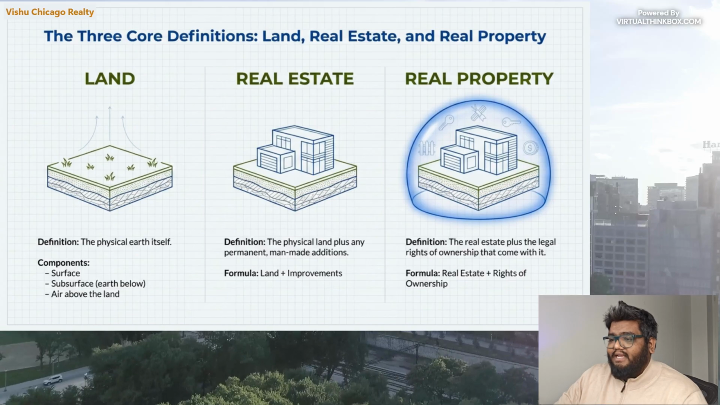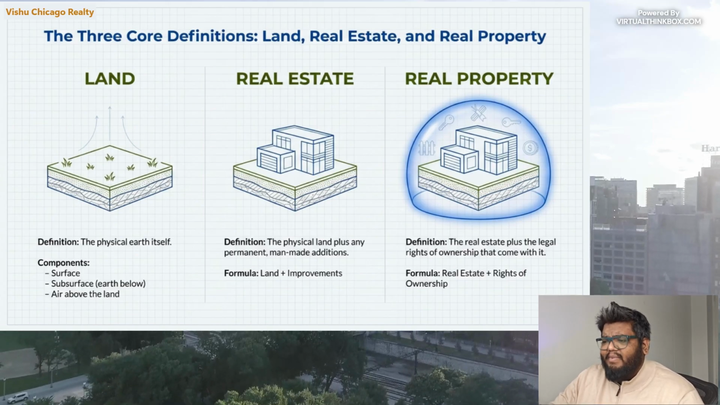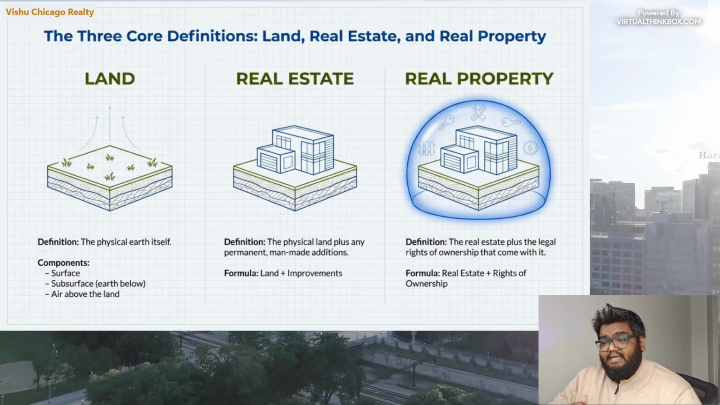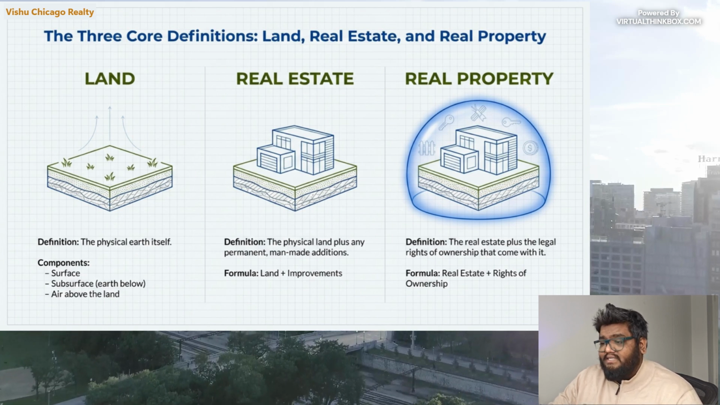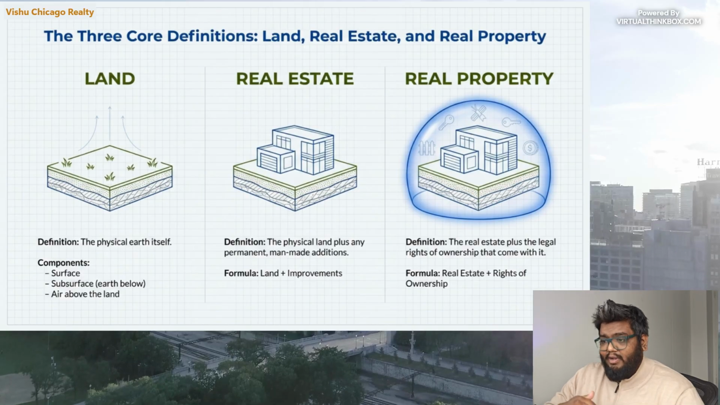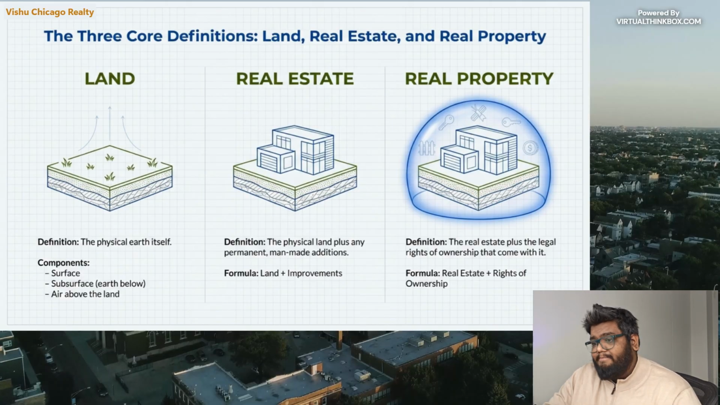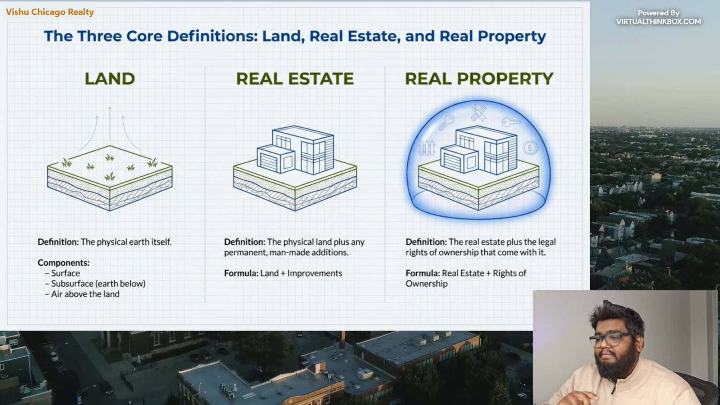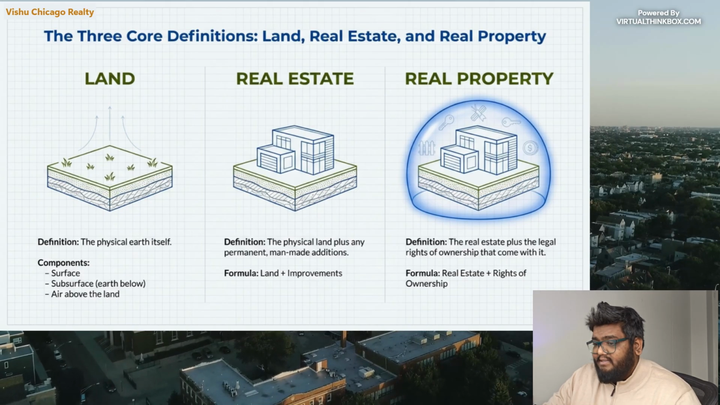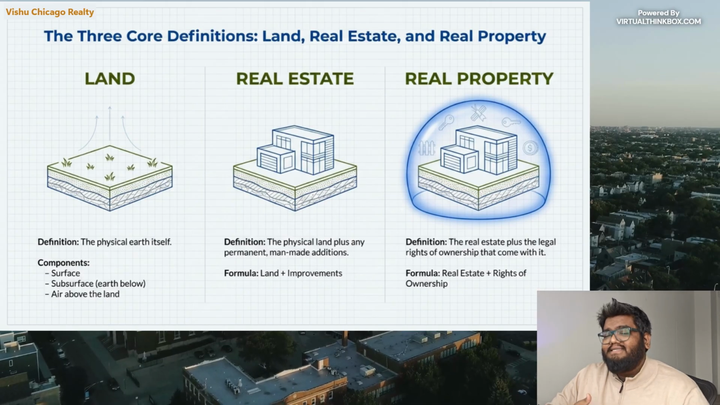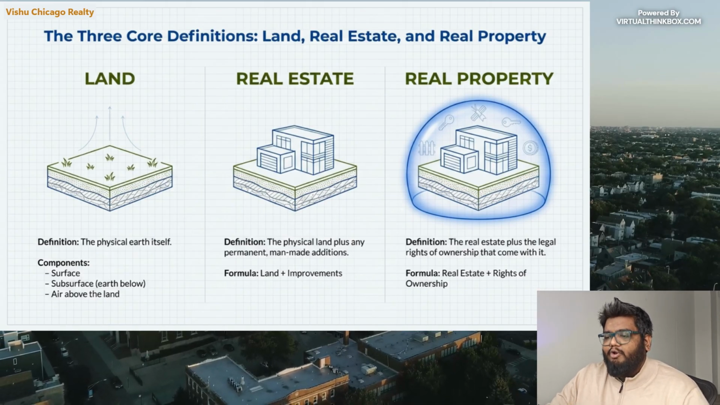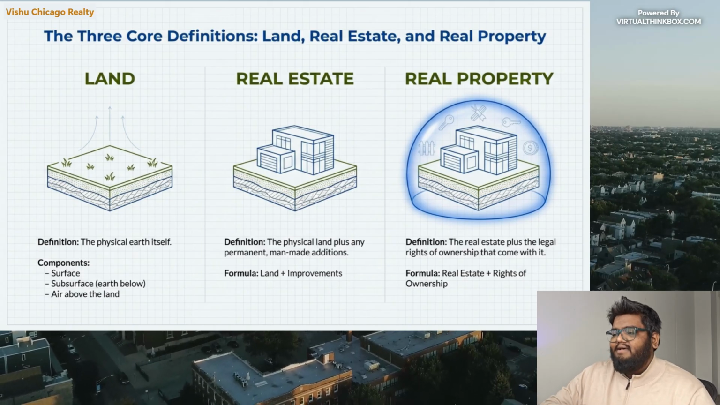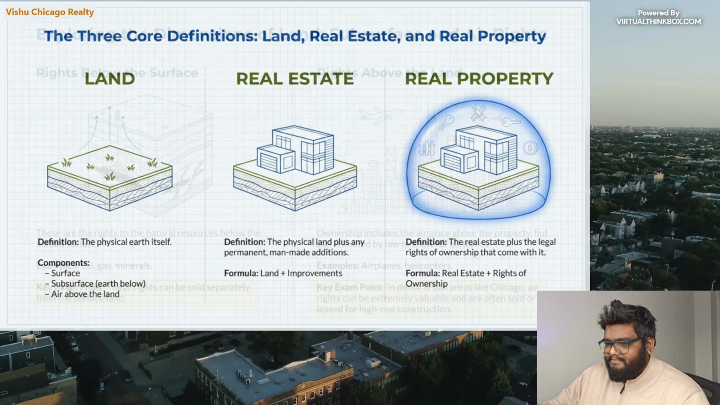Let's start with three core definitions that the exam loves to test. Land is the physical earth itself. It includes the surface, the subsurface, and the airspace above the land. Real estate is land plus any permanent man-made improvements, like buildings. Real property goes one step further. Real property is real estate plus the legal rights of ownership that come with it.